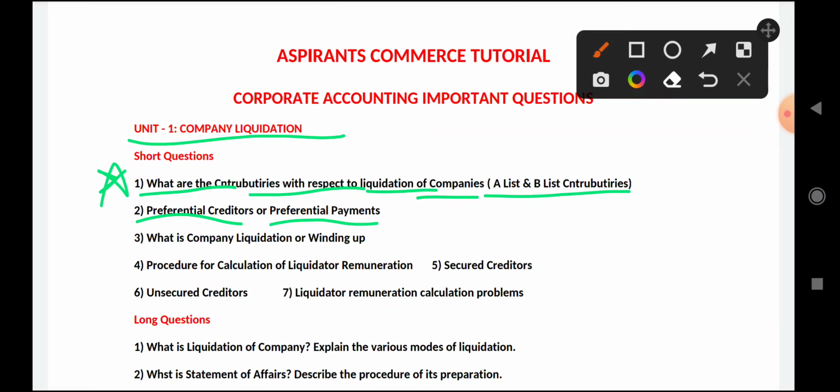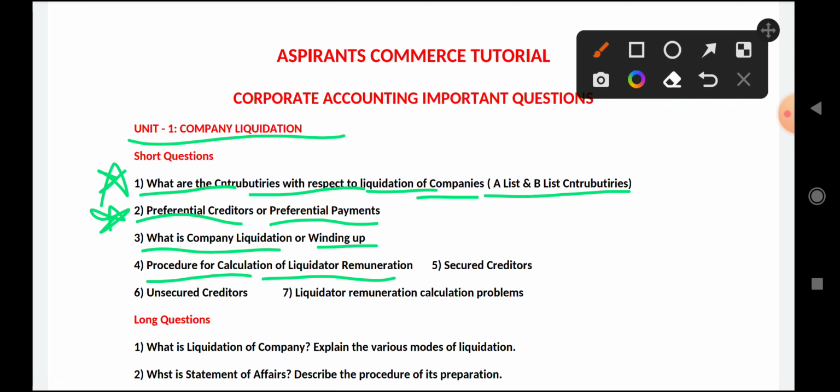So this question may also be asked. What is company liquidation or winding up? Simple question they may ask. Sometimes procedure for calculation of liquidator remuneration. Directly procedure they will ask, how you will calculate liquidator remuneration.